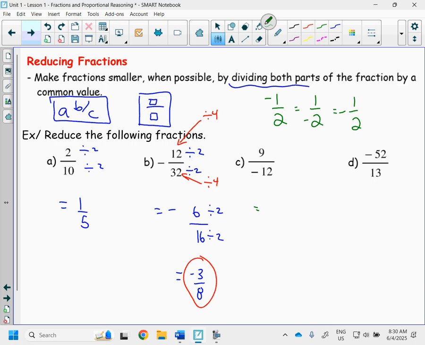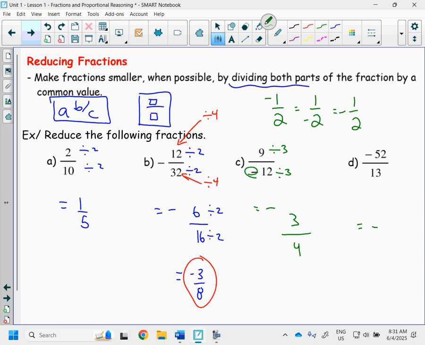Now, personally, I don't like it on the bottom. I like it on the top. So I'm going to put my negative sign down right off the bat, because I know there's a negative sign, and then I'm going to reduce my fraction. What can I divide 9 and 12 by? They both divide by 3. We'll get 3 quarters. Okay, last one. I've got a negative on top. I like it where it is. Ooh, 52 and 13. That's a tricky one. So maybe I need my calculator for this one. Maybe I don't know what I can divide 52 and 13 by.